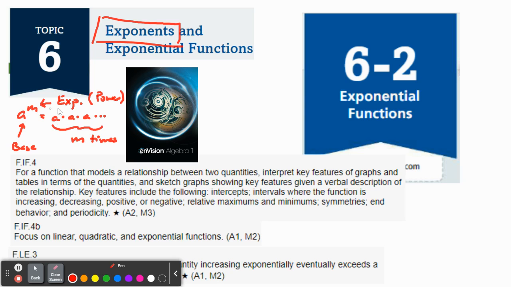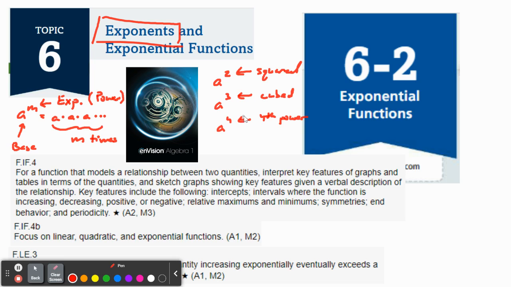Now, when it comes to certain exponents, if you see A to the second power, we call that squared. If you see A to the third power, we call that A cubed. And if you see A to the fourth power and beyond, we just say to the fourth power.